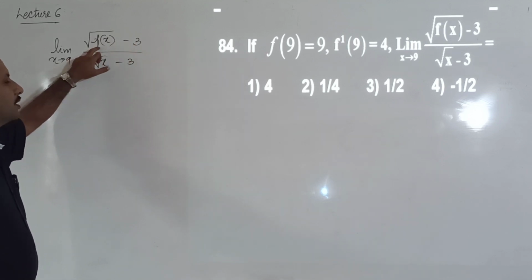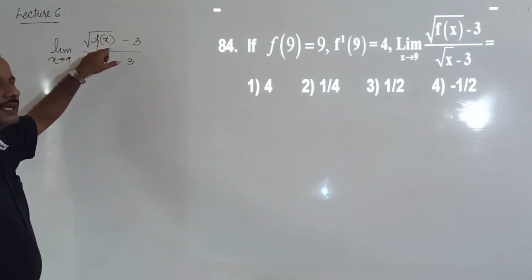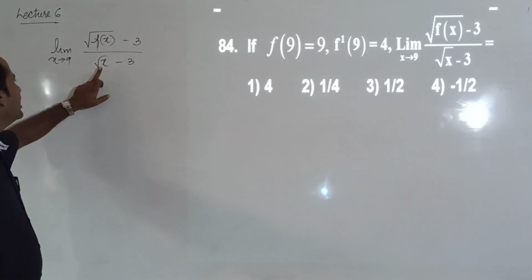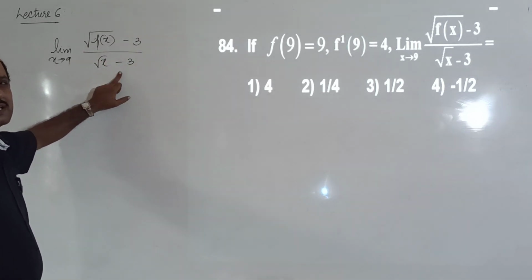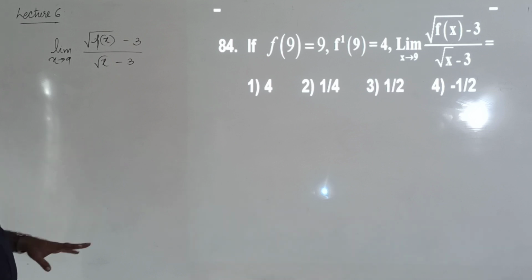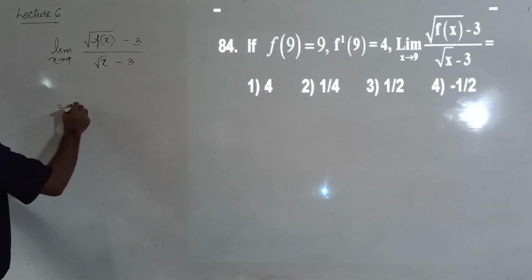So if I substitute x as 9, f of 9 is 9, and root 9 is 3. In the denominator, root 9 is 3, 3 minus 3 is 0. So we get 0 by 0, which is an indeterminate form. So I use L'Hospital's rule here.